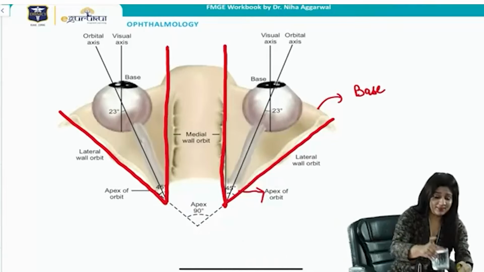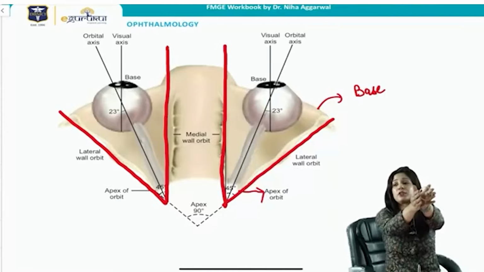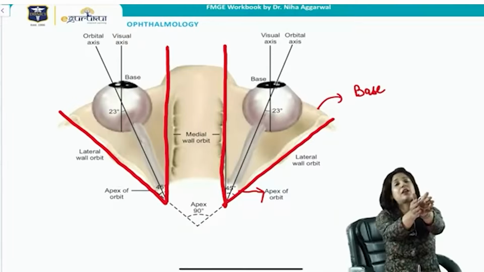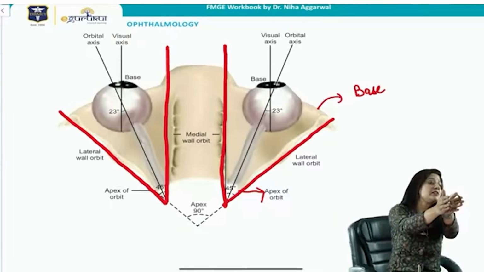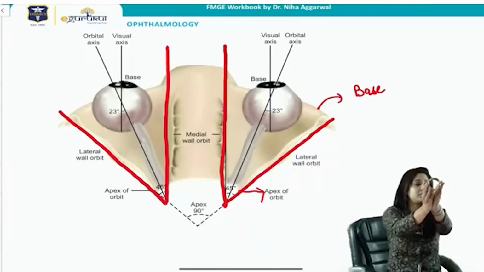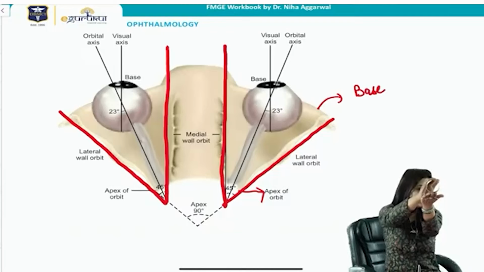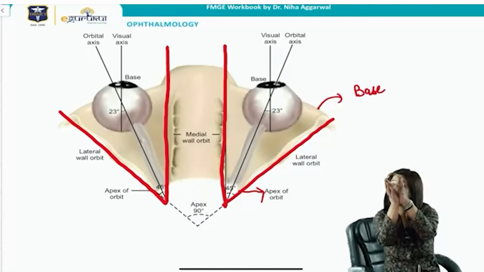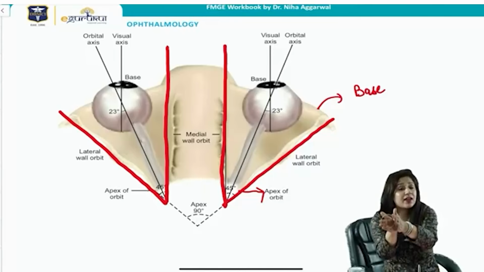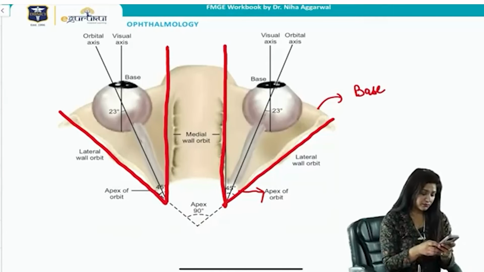So we have the apex of the orbit posteriorly, and the base of the orbit lying anteriorly. And in the base lies the eyeball, and we can have different actions. See, elevation, depression, adduction, abduction, and we can have rotation also, intorsion and extorsion. This is the basic structure of the eyeball inside the orbit. Okay?